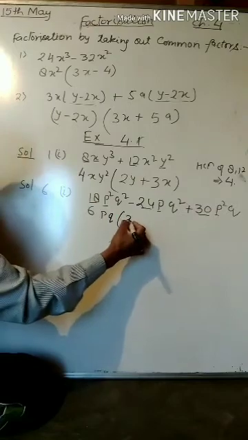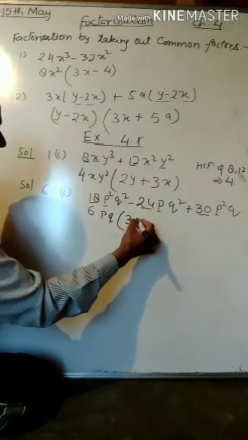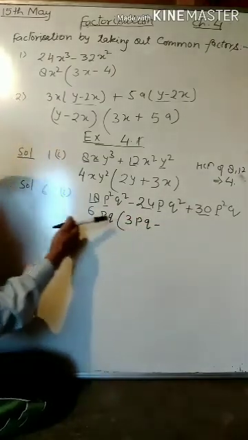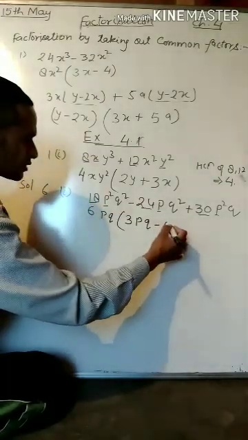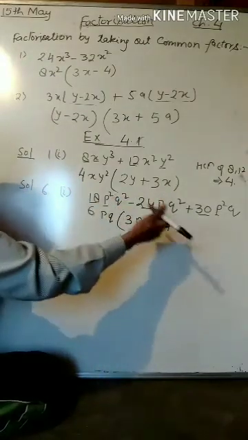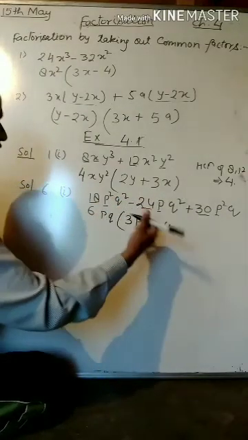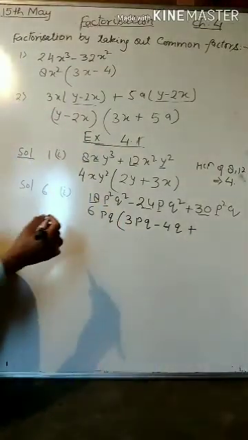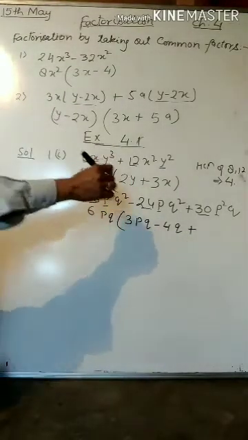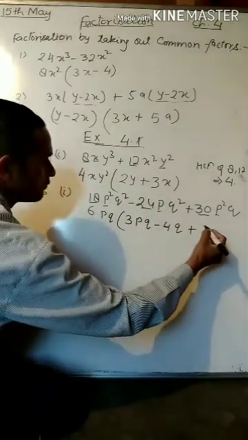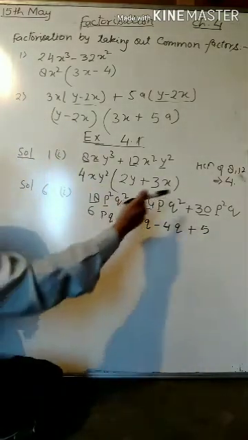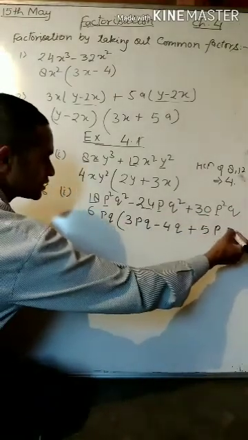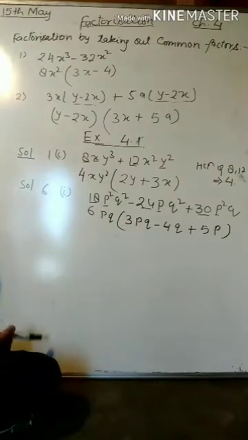Then it will divide. 6 threes are 18, p divides p square is p, q divides q square is q. Minus 6 fours are 24, p divides p, cancel; q divides q square is q. Plus 6 fives are 30, p divides p square is p, q divides q, cancelled. So these are the factors.